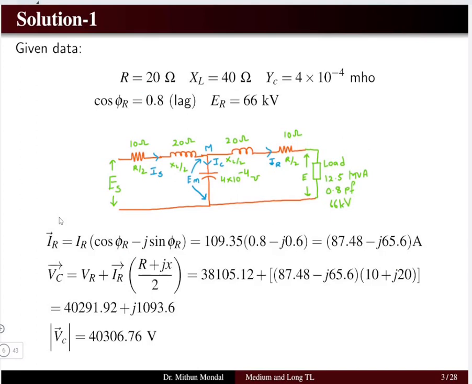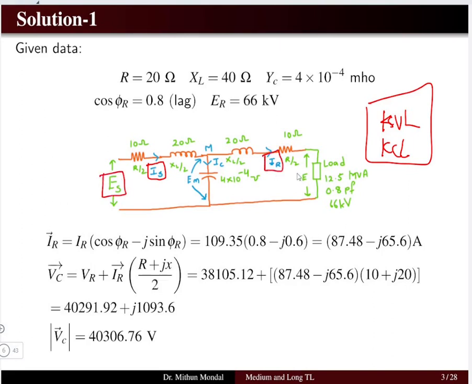Now let us see how to solve it. We will apply the concept of KVL and KCL to solve the problem, Kirchhoff's voltage law and Kirchhoff's current law. Let us give some notation. If IS is the current which is coming from the sending end voltage ES, IR is the receiving end current which is going to the receiving end side, ER voltage, and the shunt parameter is having a capacitive current where the voltage is, we can write, EC. Now we will be using the KVL and KCL concept to find the parameters.